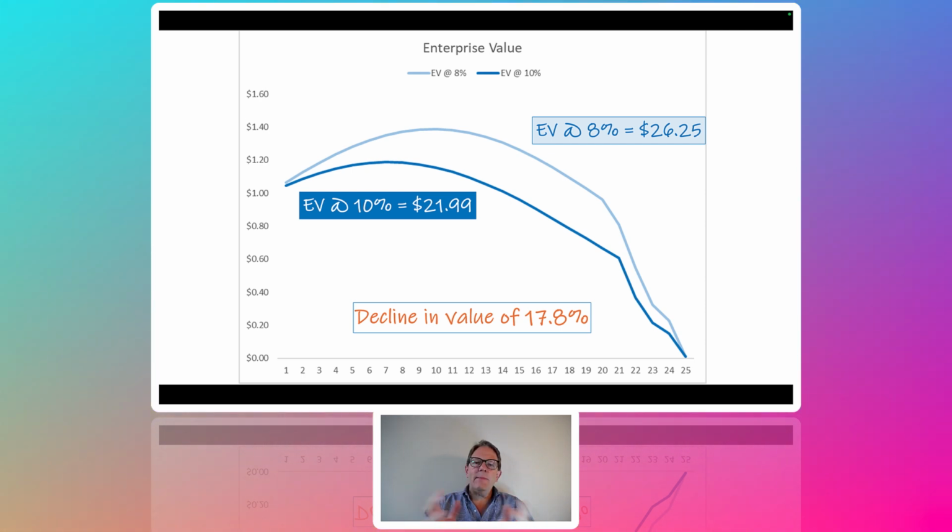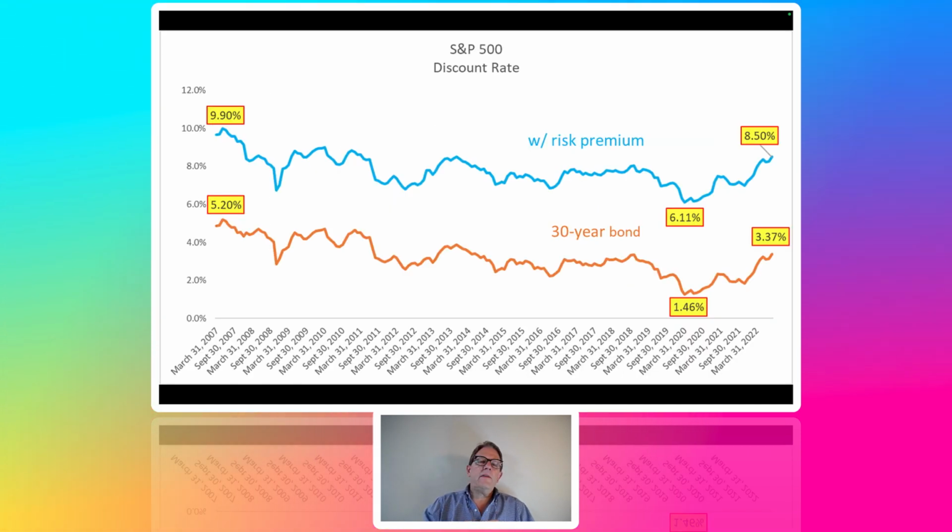I did the exact same numbers. I did this on a per share basis because sometimes people think that way. So the enterprise value at 8%, I modeled to be $26 a share. And guess what? If interest rates go to 10%, then the value of the stock goes to $21.99, a decline of 17.8%.